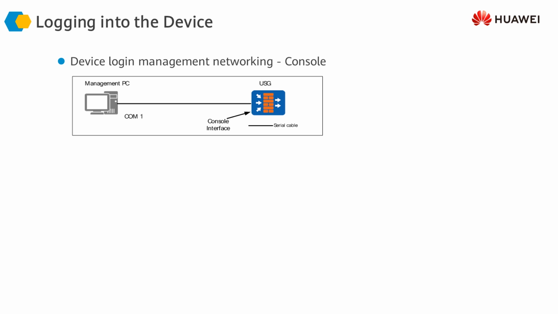In this case, the console interface on the device is connected using a serial interface to the COM port on the PC or the laptop, and using that COM port and the console interface on the firewall, we can access the Huawei USG6000 firewall and do the relevant configuration.